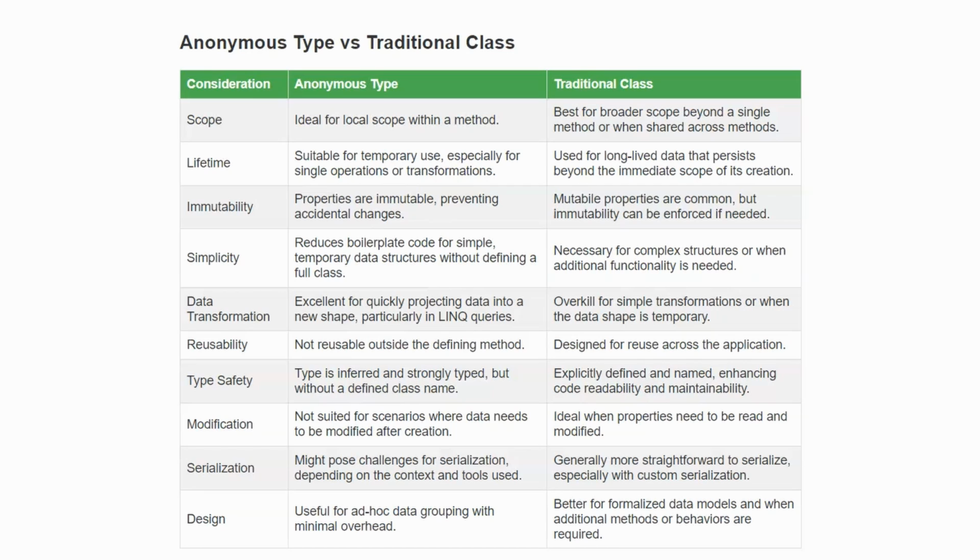Let's quickly take a look at anonymous type versus traditional class. You can pause the screen and read all the text. I'm just going to mention some of the main characteristics of the anonymous type and when you might want to use it in your code. The anonymous type is perfect for local scope within a single method. It's also ideal for temporary use, especially for single operations or transformations. And the anonymous type is immutable, which makes its properties read-only, and this prevents accidental changes. It can also make your code simpler and easier to read. So let's quickly take a look at some more examples when you might want to use anonymous type in C#.